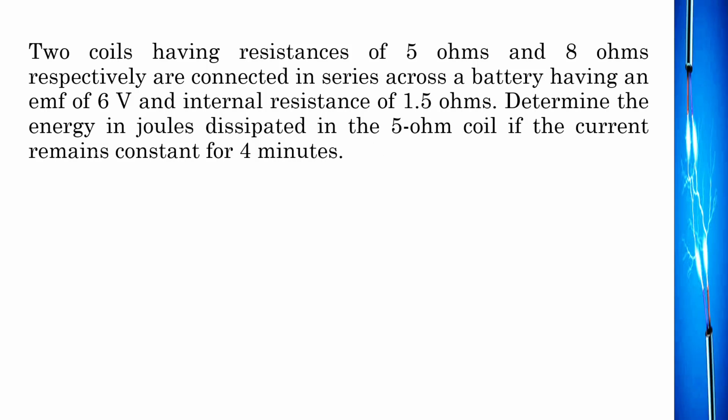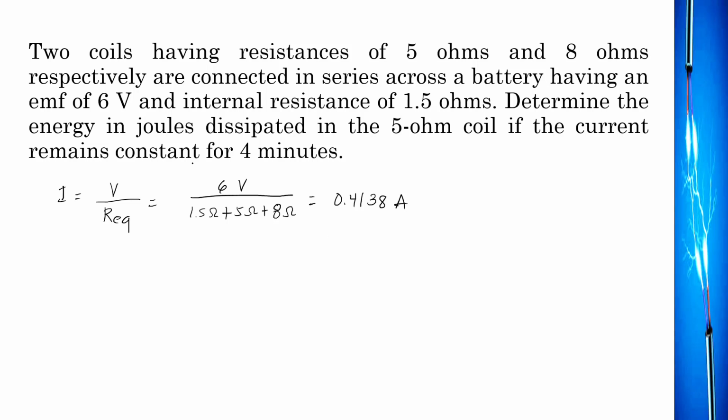Since they are connected in series, to get the current, I just divide the total voltage by the equivalent resistance. My voltage is 6 volts, the EMF. Then I add all the resistances, since they are all in series. So 6 divided by, I think, 14.5, that is 0.4138 amperes.